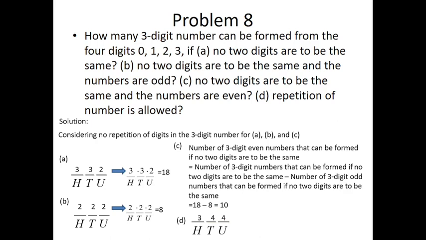And the answer will be 48. So, there are 48 three-digit numbers where repetition of numbers is allowed. So, that will be 48. I hope you get it, so we can proceed.